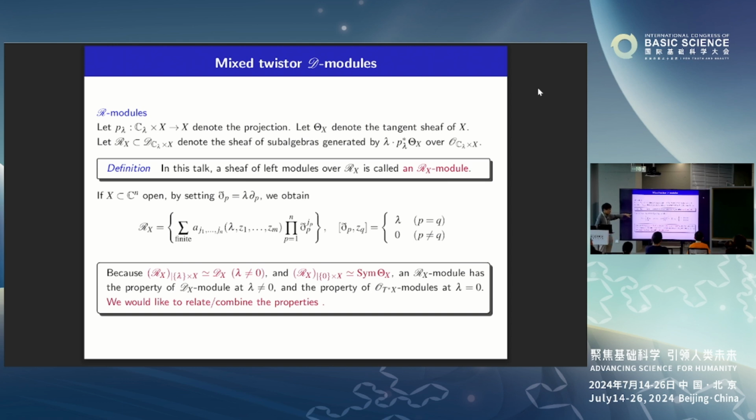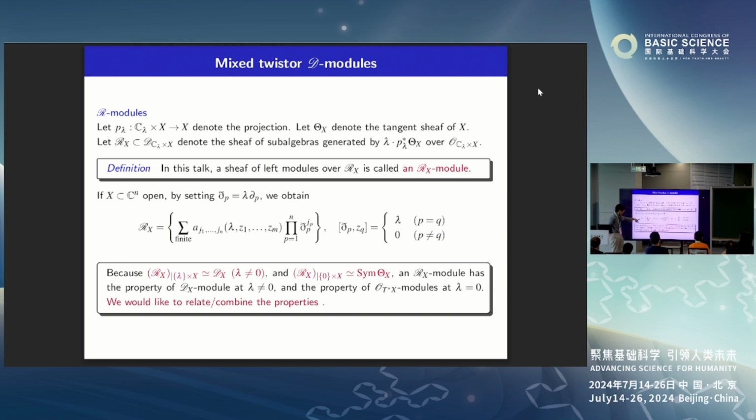If X is an open subset of C^n, then by setting del_P as lambda times del_P, we can describe R_X in this way. And we have the commutation relation between del_P and the coordinate function, like this one. So the name R module is not standard, but R modules are very common objects in many fields of mathematics, in particular in studying quantization.